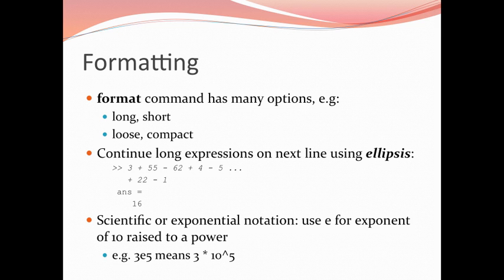You can continue long expressions on the next line using what's called the ellipsis, which is 3 dots. So for example, I said 3 plus 55 minus 62 plus 4 minus 5, and then continued the rest of it on the next line, plus 22 minus 1.